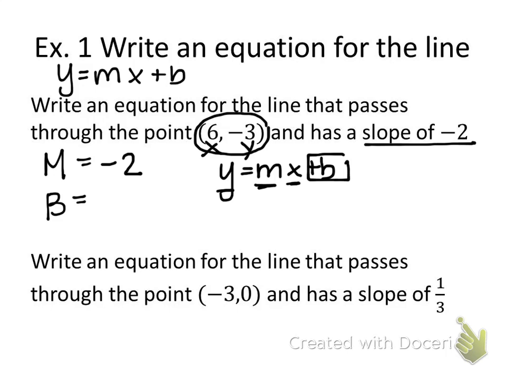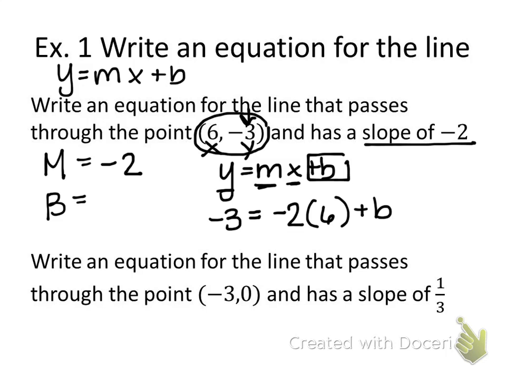So I plug in my y, which is in the point right here, -3, equals m. They told me that my m was -2, times x, which was 6, plus b. I do not know what my y-intercept is. Do not get confused and plug in the 6 for the b and leave the y blank. You will get a wrong answer. Remember, when you're looking for the y-intercept, b is always the letter that represents it.